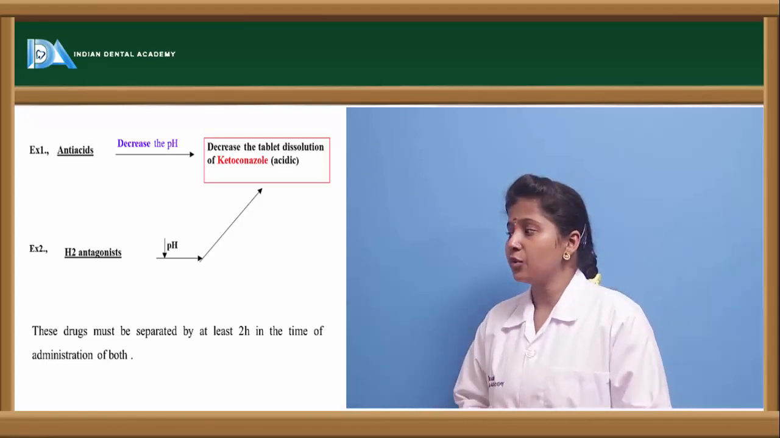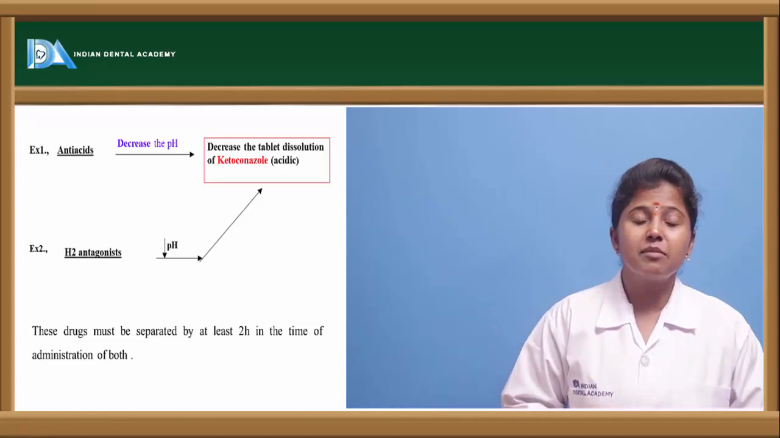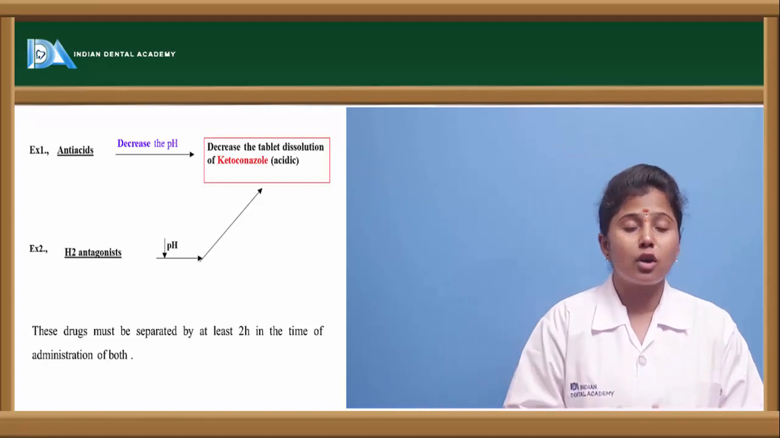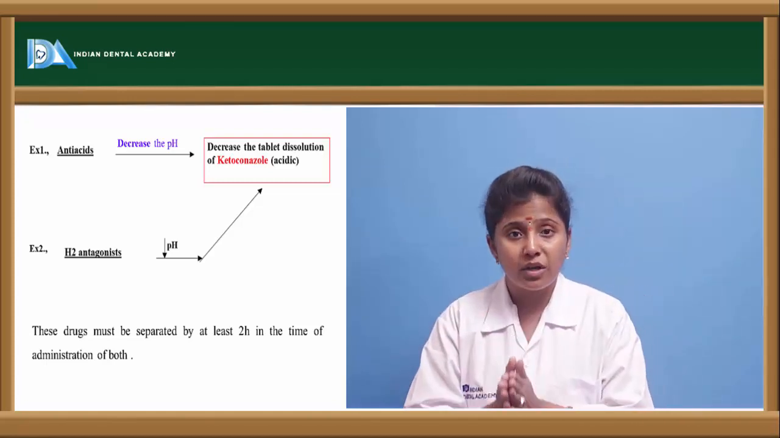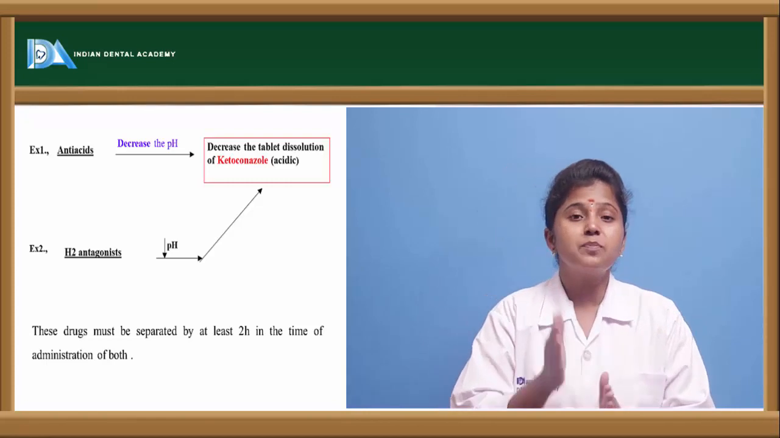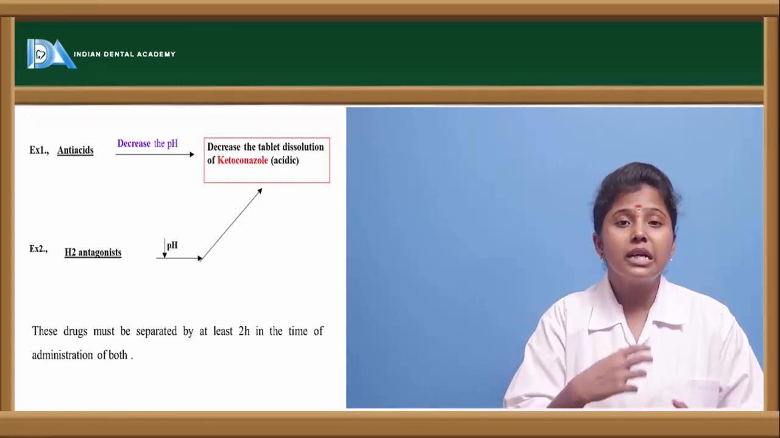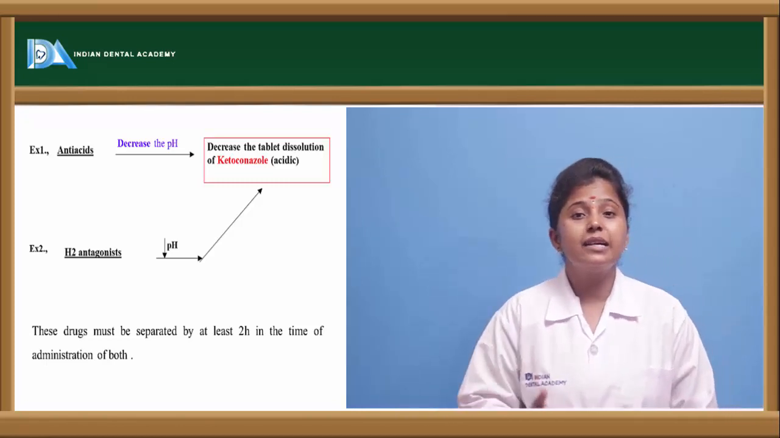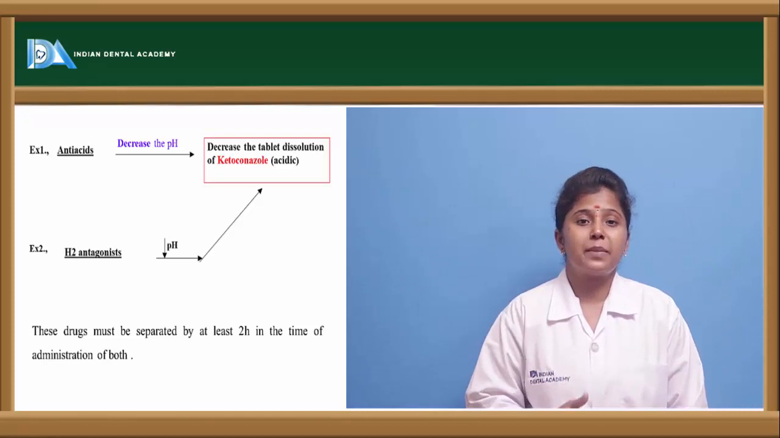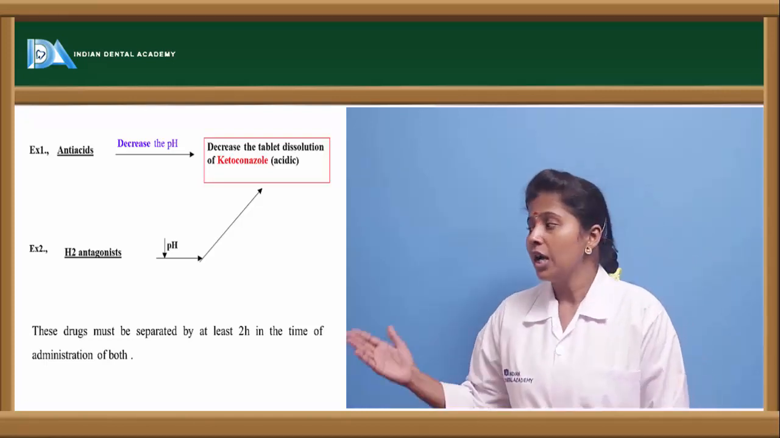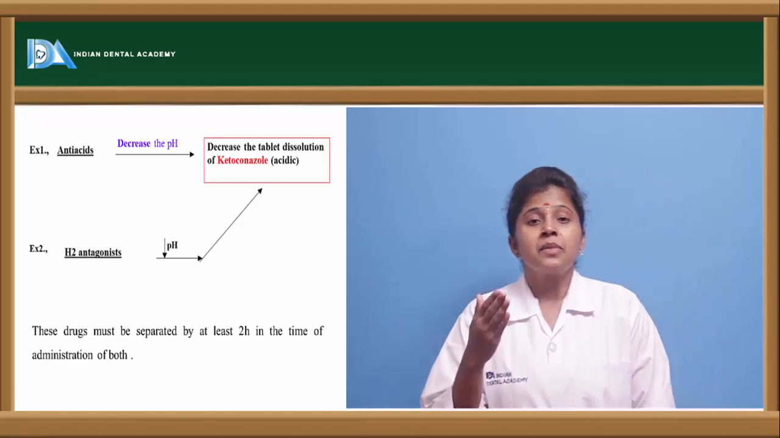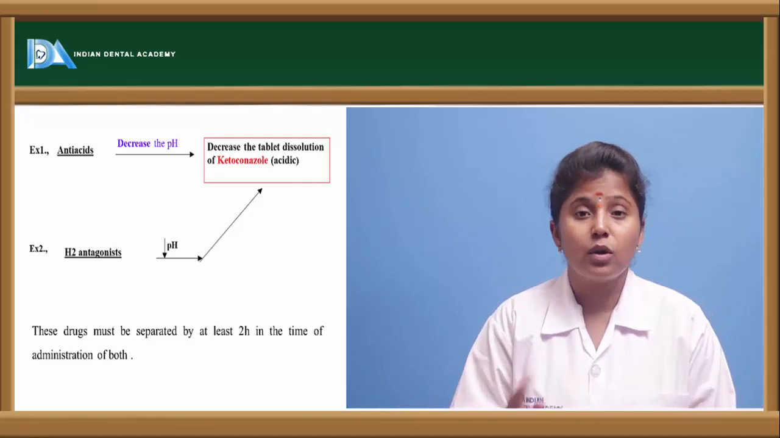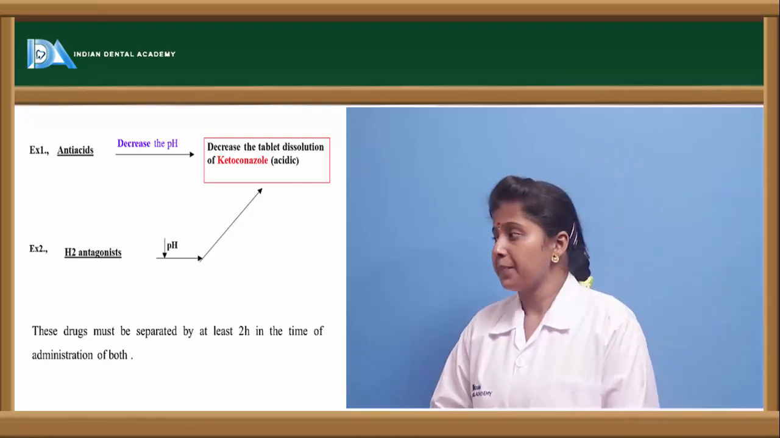And if we take the H2 antagonists, they also reduce the pH, and thereby the distribution or the dissolution of ketoconazole can be reduced. So dissolution should happen at a particular pH and particular temperature. So if this pH and temperature are altered, the drug won't get dissolved in the body, and thereby the drug is not distributed. So these two drugs alter the dissolution capacity or the distribution capacity of the drug ketoconazole. So that is the reason antacids or H2 antagonists have to be given with ketoconazole with a gap of at least 2 hours.